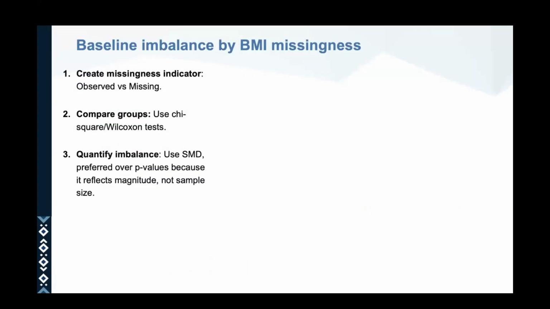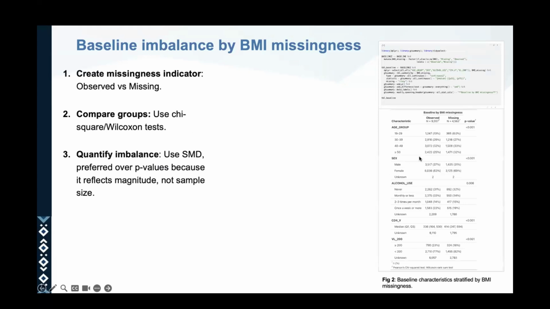You could also do a comparison by a missingness indicator. You create a missingness indicator for a particular variable, and I gave the example of BMI in your data set. You look at people who have BMI data and those who do not. Observed is those who are available, missing is those who are not there. Then you can use some statistical tests to compare them. So you can see an example here.